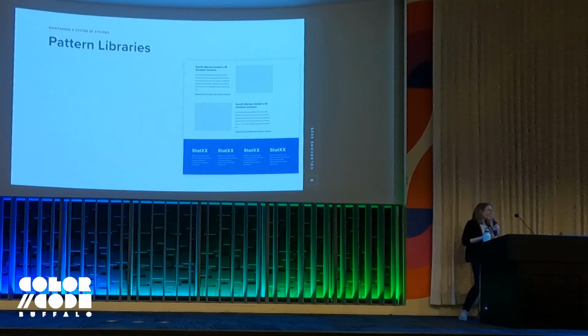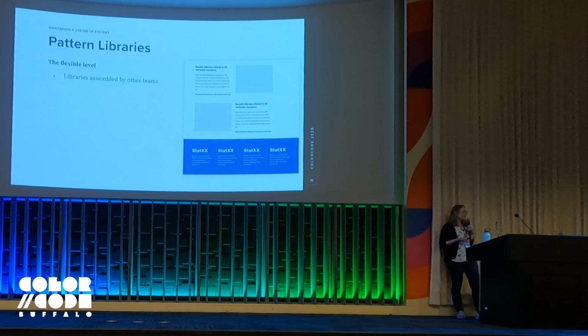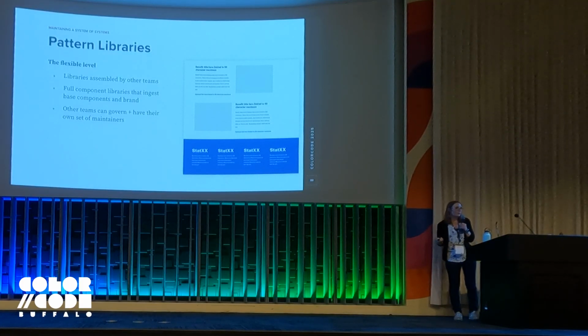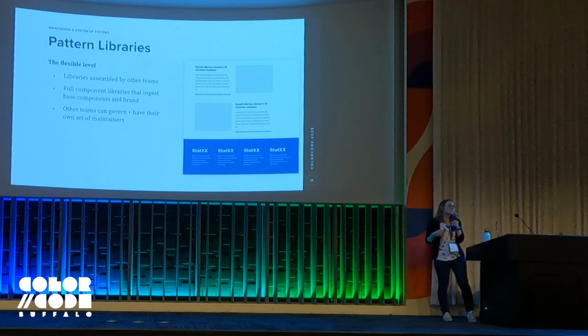Next we have our pattern libraries, and these are the most flexible. These are libraries that are assembled by other teams based on their needs. All the patterns are assembled using base components and inherited styles and guidance from brand. What's great about this library is it allows teams to govern and have their own set of maintainers, which takes pressure, time, and work off the base component team. And this helps keep the base component library lean and mean. The reason why Carbon can be 45 components and service everything it has to service is because it has those pattern libraries feeding off of it, created for specific business use cases and specific user needs.